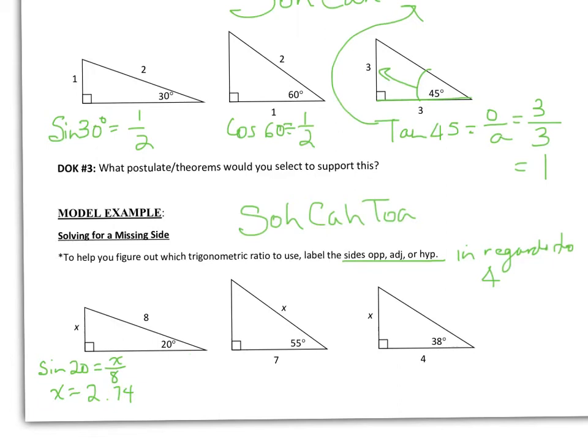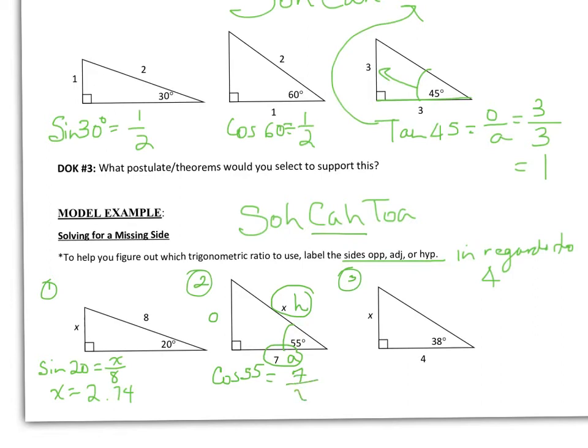Alright, so let's look at the second one now. Remember they said that we need to label the sides opposite, adjacent, or hypotenuse in regards to the angle. We don't have an opposite, right? So this is opposite, this is adjacent, and this is hypotenuse. Now all we have is the adjacent and the hypotenuse. So which ratio works with adjacent and hypotenuse? It's cosine. So in this case we use cosine of 55 is equal to adjacent, which is 7, over hypotenuse, which is x.